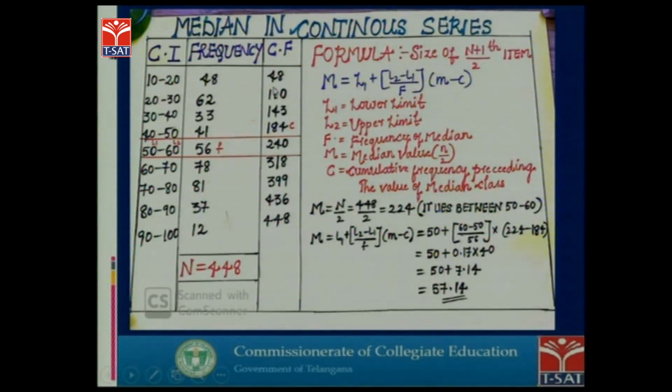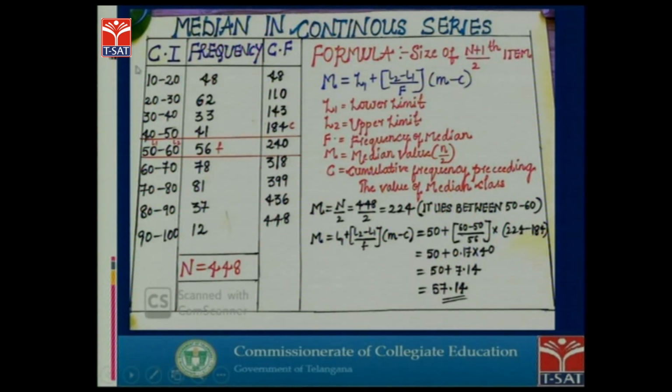How will we get cumulative frequency? We have to add up the values. The first value we take as it is, that is 48. Now we add up both: 48 plus 62 is 110. 110 plus 33 is 143. 143 plus 41 is 184. 184 plus 56 is 240. 240 plus 78 is 318. 318 plus 81 is 399. 399 plus 37 is 436. 436 plus 12 will give us 478.